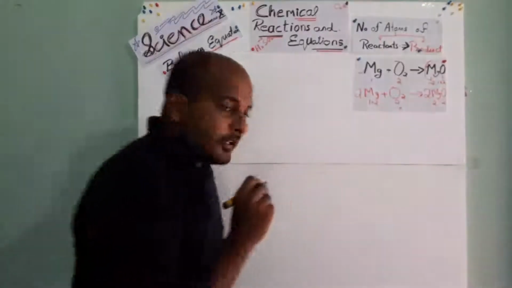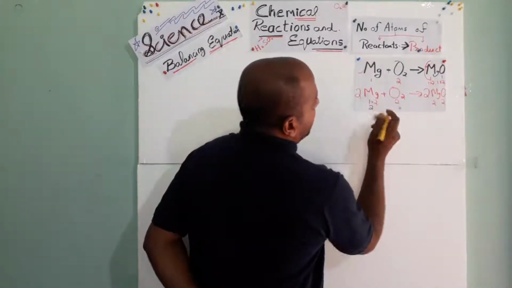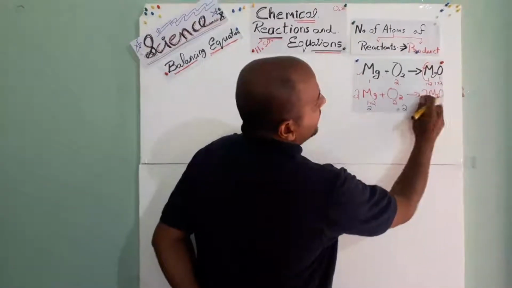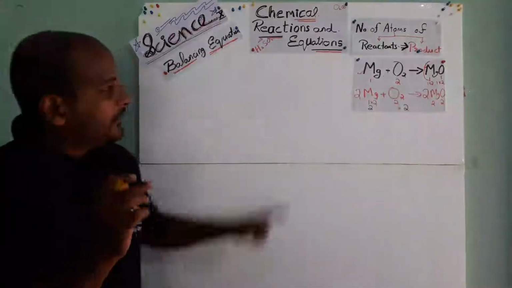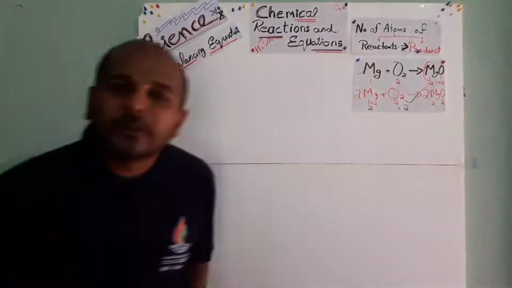Mg, how many? 2. Oxygen, there are 2. Here 2 Mg, 2 O2, 2. It is balanced. I will say it is a balanced equation.